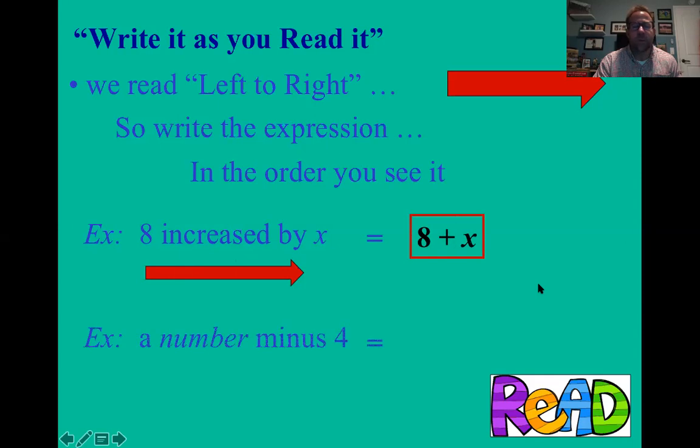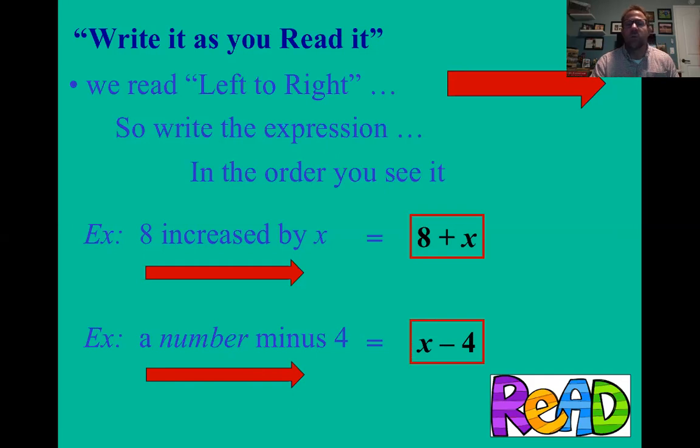The next example I gave you: a number minus 4. There's nothing fancy here. We know it's a subtraction. We have some number, so we're going to use a variable. We don't know what the number is, so we can use x or n. We want to go a number minus 4, so x minus 4.